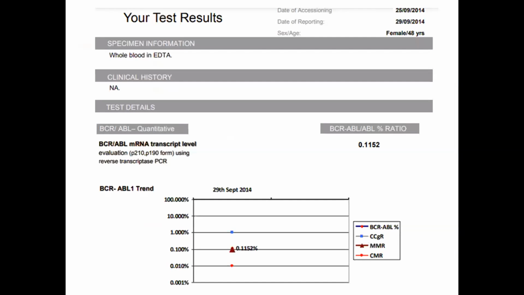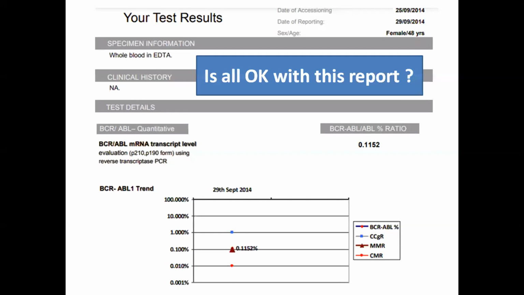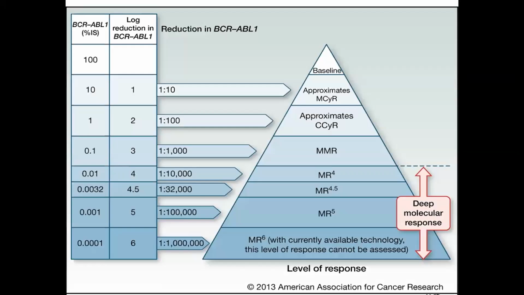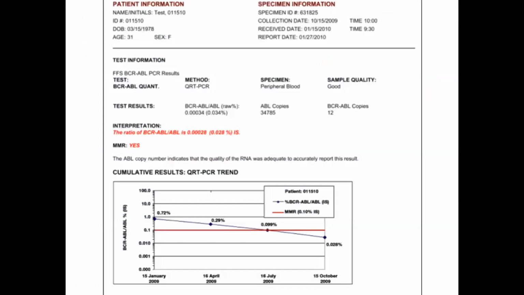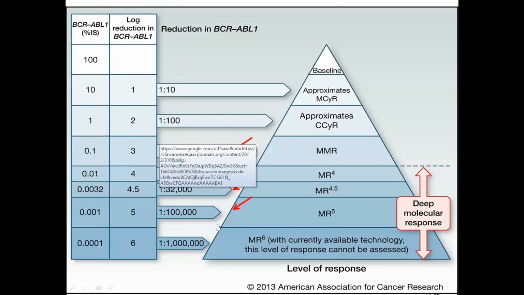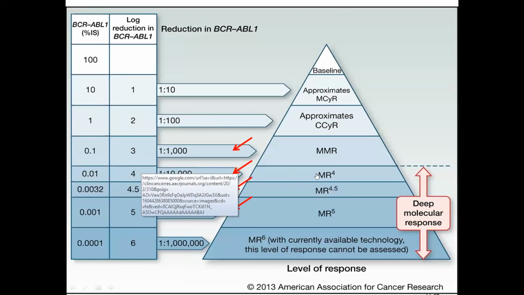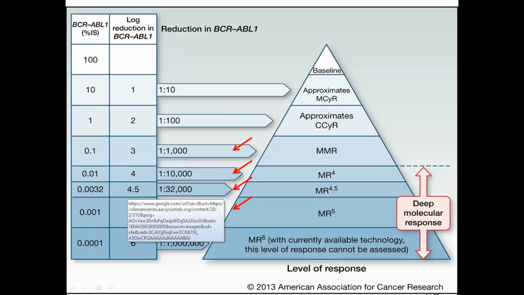And now coming to this, is this report okay? Guys, look at this report. You have a BCR-ABL mRNA transcript of 0.1152. Fine, good enough. 3rd month of therapy, lovely. No, I think everything is not okay with the report. What is more important is, when we're looking at this report, also look at the transcript level of the ABL copies. Look at the ABL copies along with this. Then only can you quantify your MR, whether it is MR4, MR4.5, or MR5.